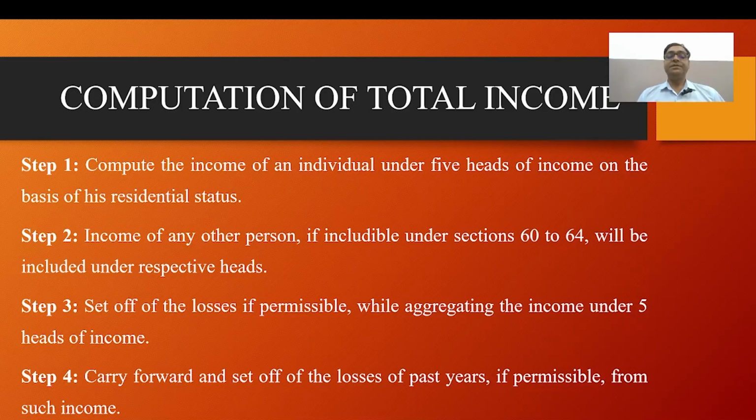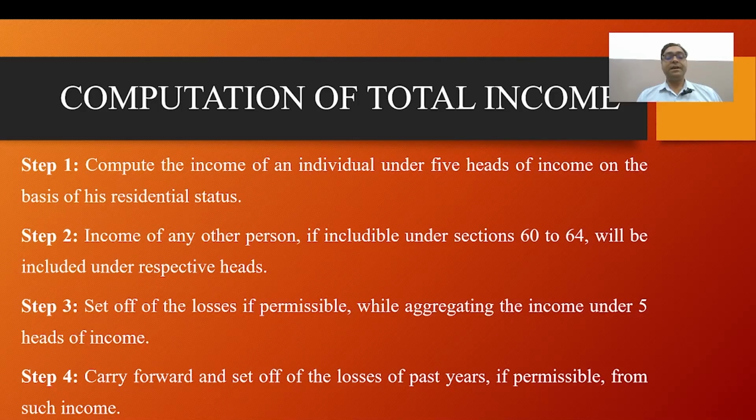Now I am just giving three categories for residential status: one is resident and ordinary resident, number two is resident but not ordinary resident, and number three is NRI, non-resident of India. Step 2 is income of any other person, if included under sections 60 to 64, will be included under the respective heads. It may be income from salary and related heads.